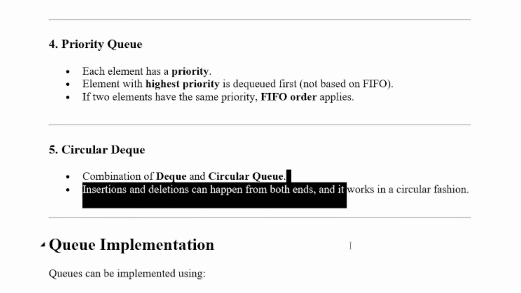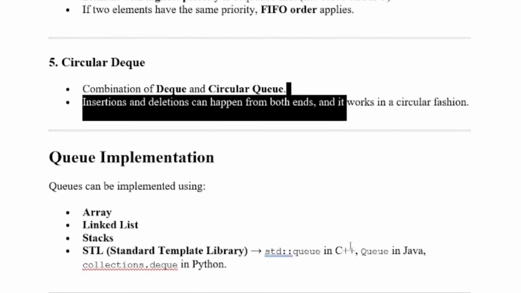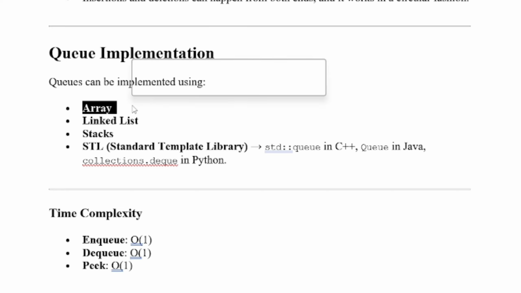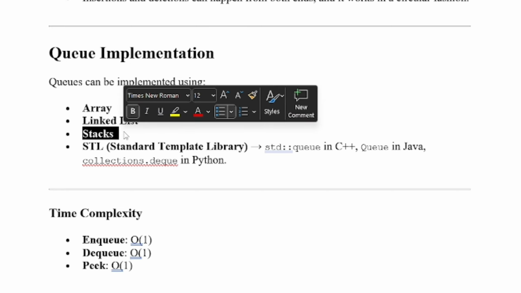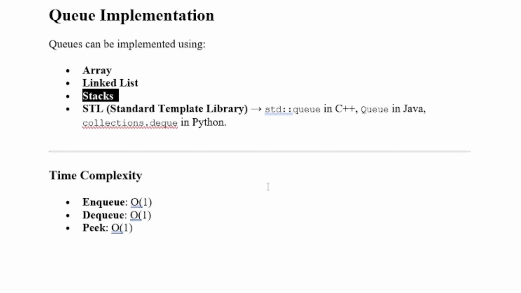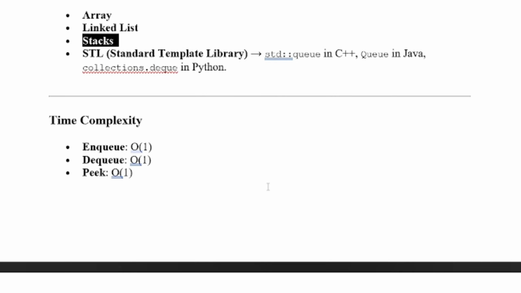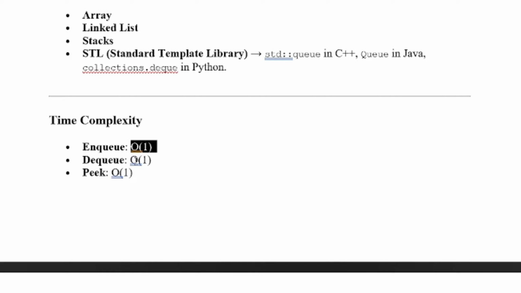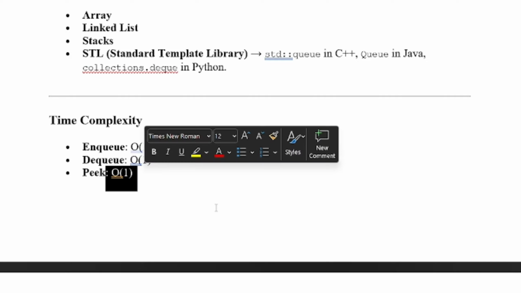Now we will discuss the implementation of the queue. We can implement a queue using an array, linked list, stack, or the STL, Standard Template Library, in C++. Now we discuss the time complexity of the queue. Enqueue takes O(1), dequeue, meaning deletion, takes O(1), and peek, finding the front element, takes O(1).